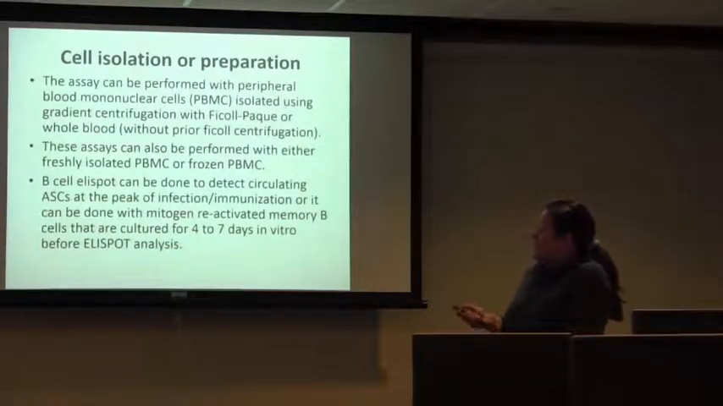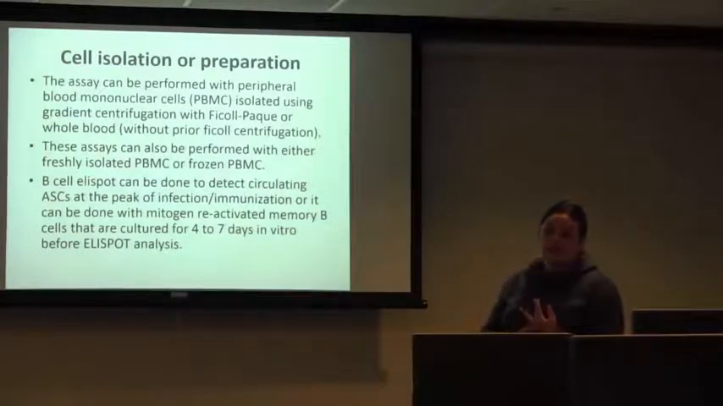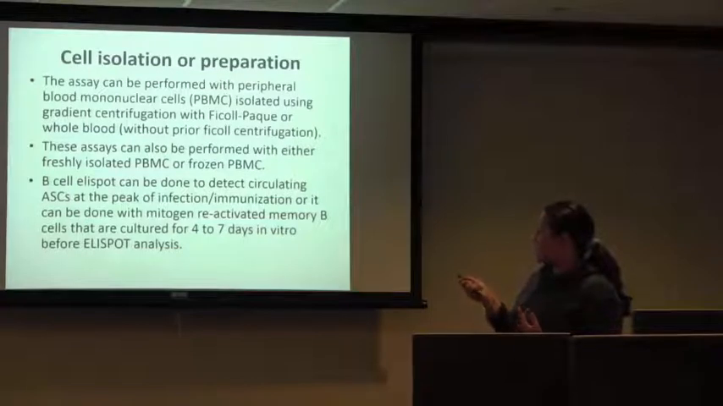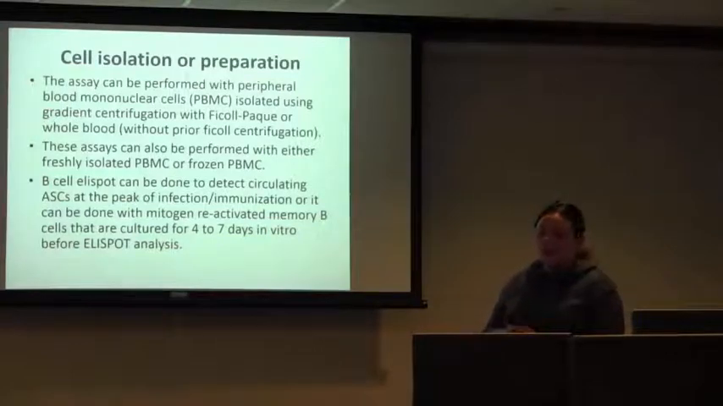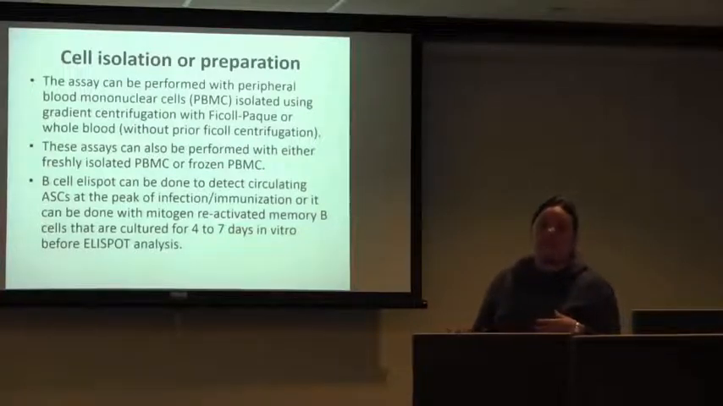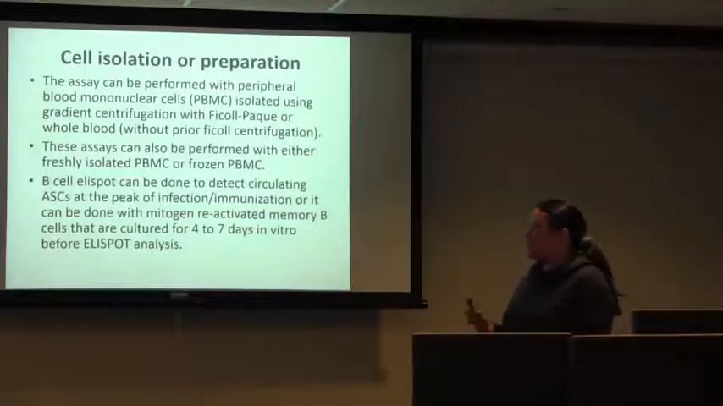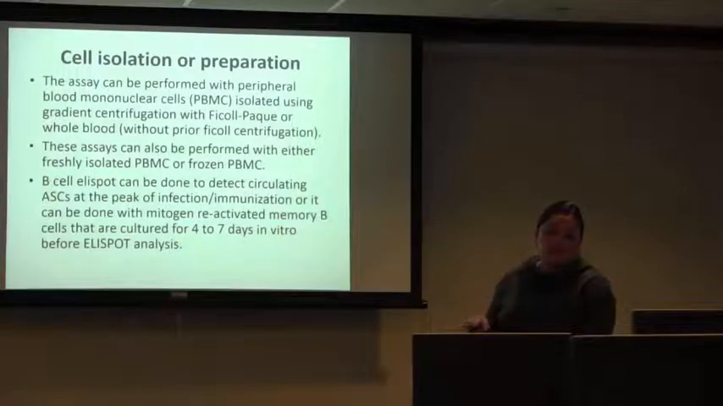So now the next step is the cell isolation and the preparation of the cells. The assay can be performed with PBMCs. They could be isolated by gradient centrifugation using Ficoll-Paque, or in other cases you can use whole blood. The reason these researchers developed a way to use whole blood is because, especially with pediatric patients, you don't have that much blood to work with, so using whole blood decreases the amount of cells that you need for your assay. When you use whole blood, you obviously need to lyse the red blood cells first before using the rest of the cells for your assay.